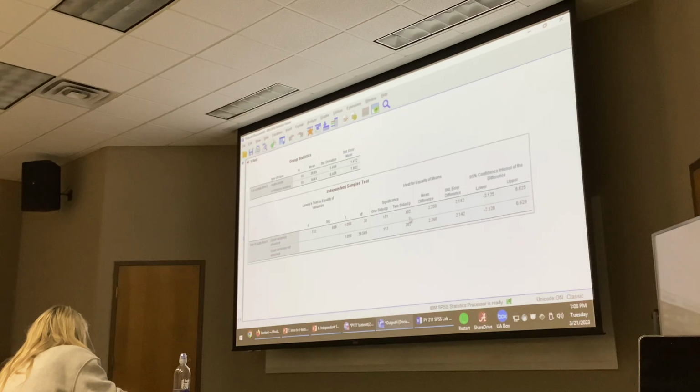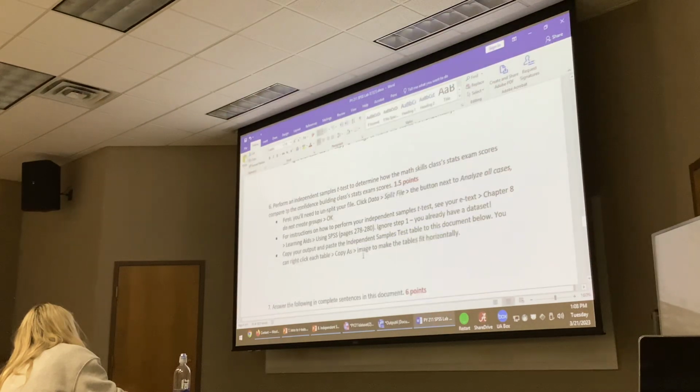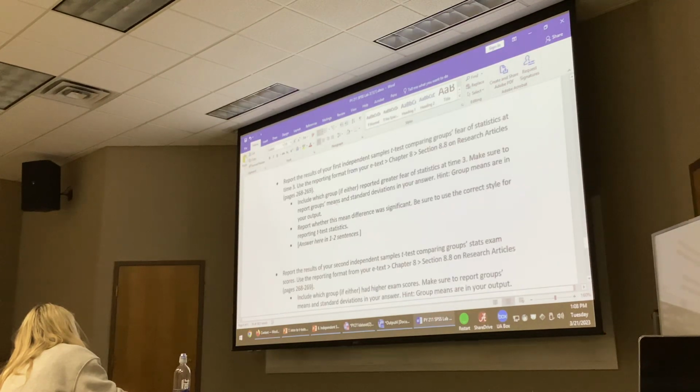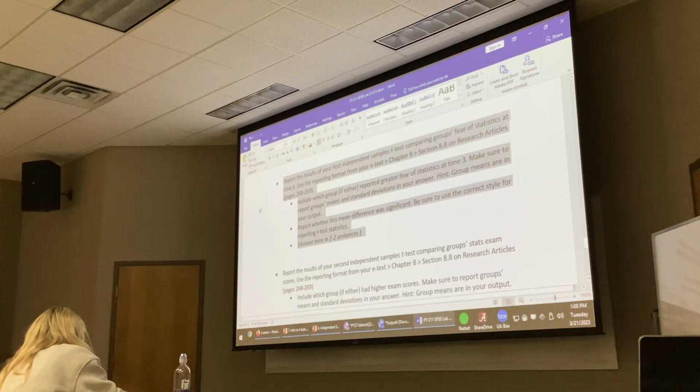Here's our p-value, 0.302. So is this a statistically significant mean difference between groups or not? It is not. The groups reported similar levels of fear of statistics at time 3. So once you get down to item 7, here, this is where you're reporting this first t-test comparing groups' fear of stats at time 3.